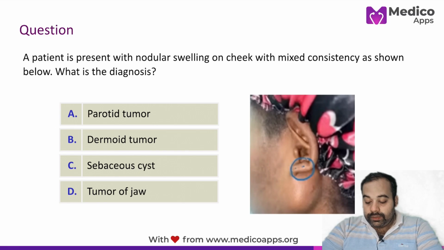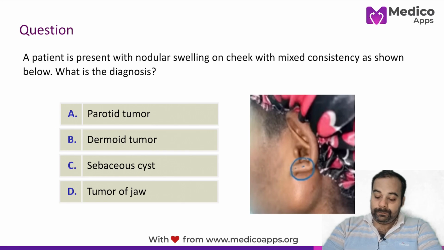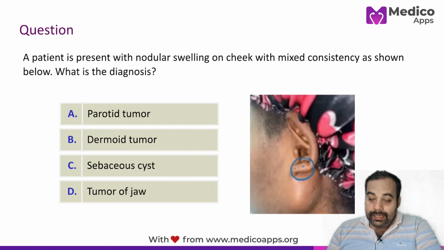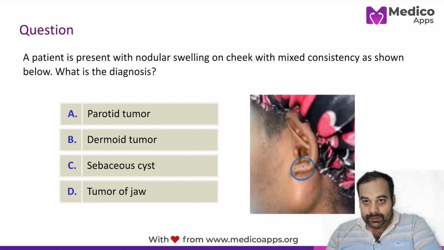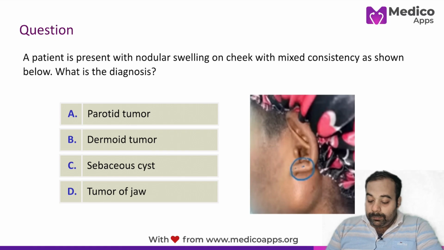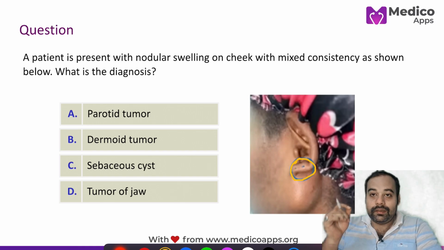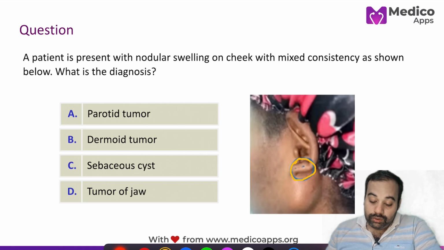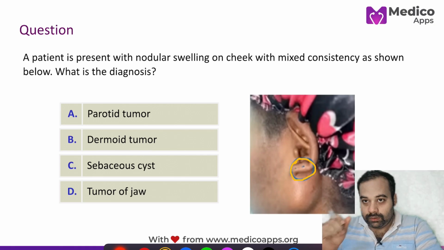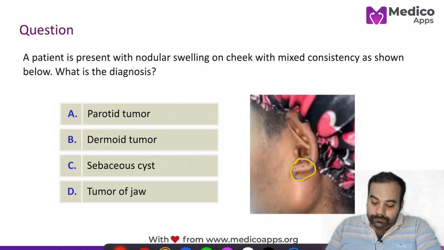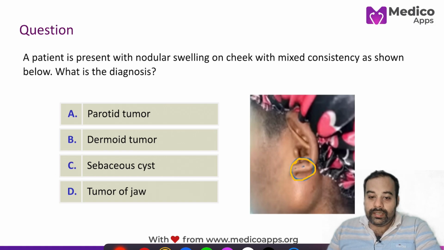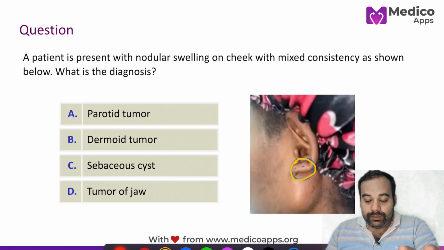Now let's try to look into this image. The swelling is located exactly in the parotid space, and not only that, it is lifting up the ear lobule, which is a characteristic feature of the parotid tumor. So hence your answer is parotid tumor, right? Now what exactly does this location, the parotid space, tell us?